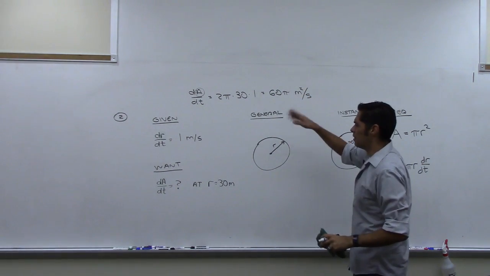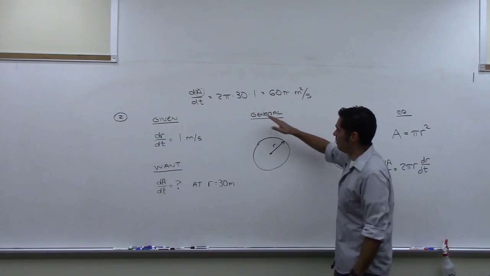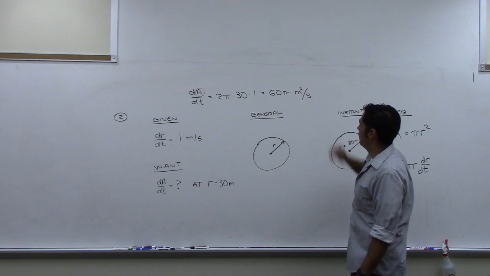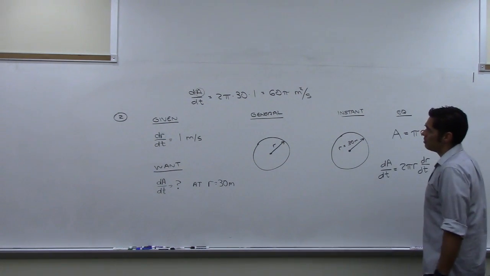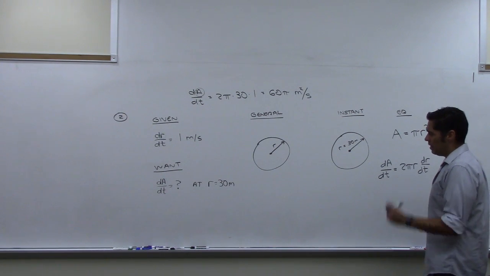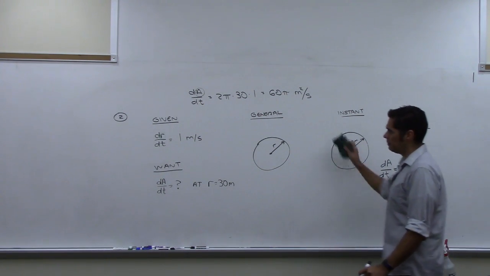I said earlier the meters would cancel. I'm sorry, the meters would not cancel. If I plugged them in here, they would actually get squared. So that's it. 60 pi meters squared per second is the rate at which the area is changing at the instant that the radius is 30 meters.